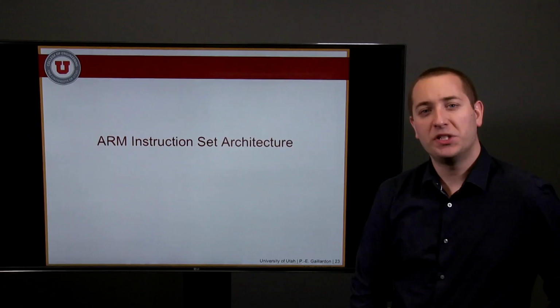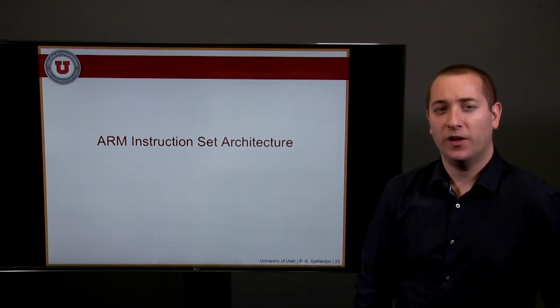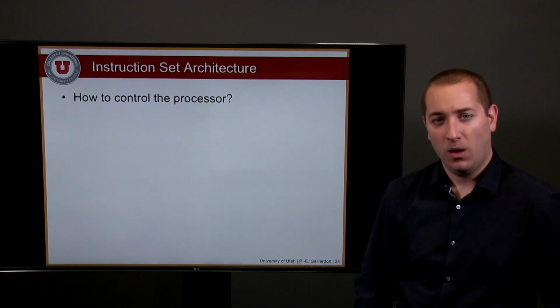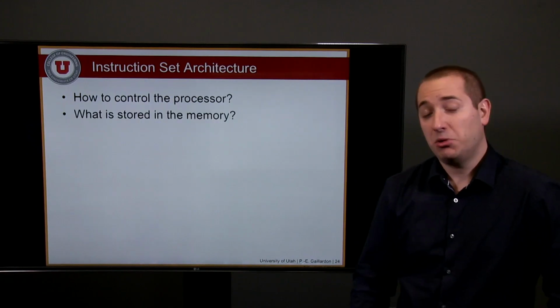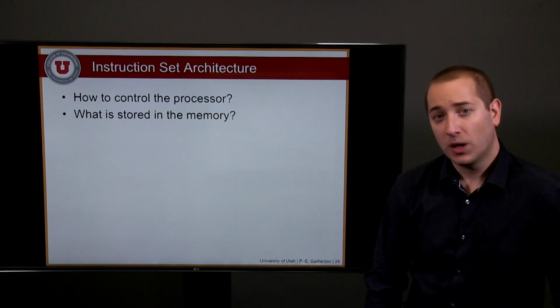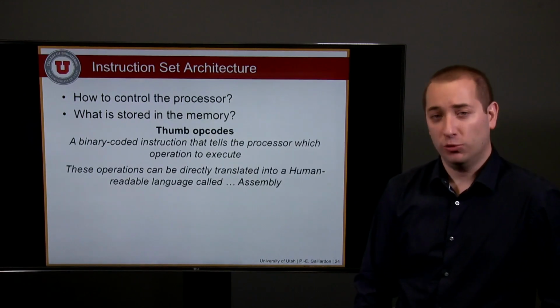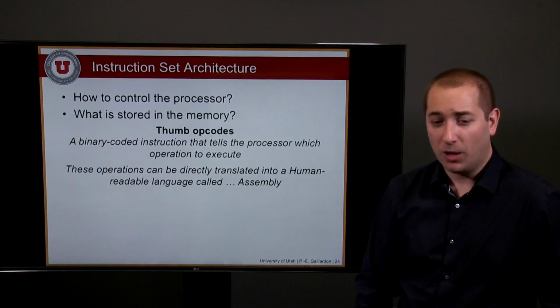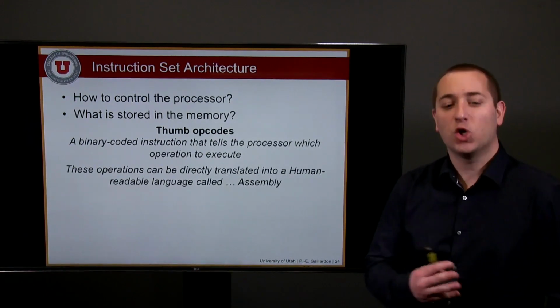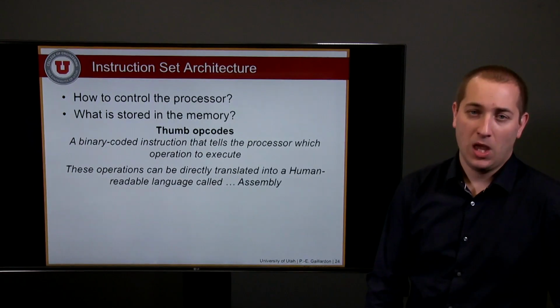Let us now talk in more details about the ARM instruction set architecture. The main question is, how do you control a processor? Also, what is actually stored in the memory? In the context of an ARM processor, you will find thumb opcodes. These opcodes are binary coded instructions that will tell the processor which operation to execute.